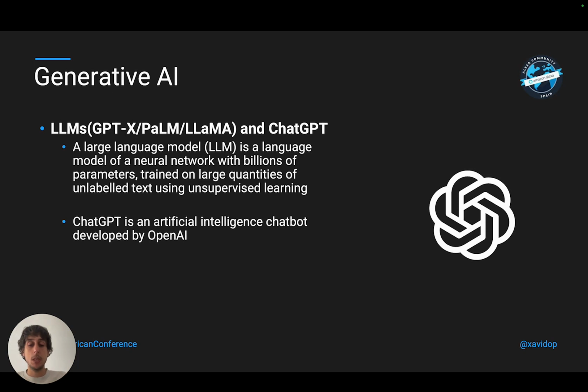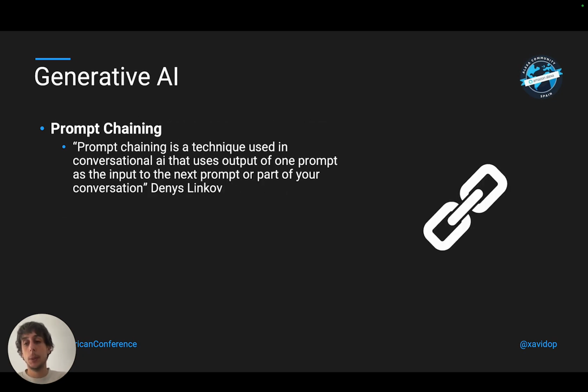And then we have ChatGPT, which is an artificial intelligence chatbot. It is a conversational AI app developed by OpenAI. It is using prompt chaining, and this is the next thing that we are going to talk about. Prompt chaining is basically a technique used in conversational AI that uses the output of one prompt as the input to the next prompt, or as a part of your conversation. This is what ChatGPT does: you have a prompt and you have an output. Then, as you continue interacting with the chatbot, that output is used as context for the upcoming prompts, for the upcoming interactions.